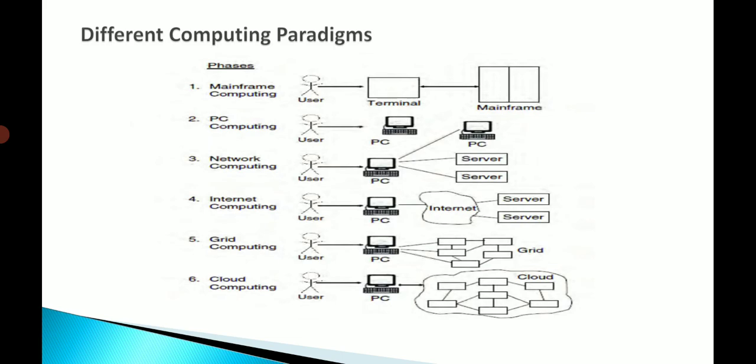In phase 4, local networks were connected to other local networks, forming global networks such as the internet, to utilize remote applications and resources. This we can call internet computing. And phase 5 is grid computing. It provides shared computing power and storage through distributed computing. At the last, cloud computing.